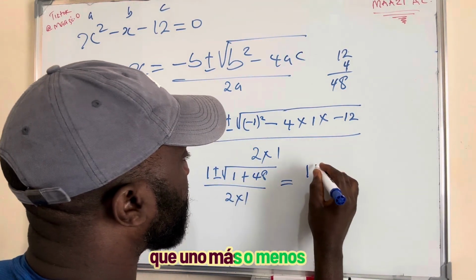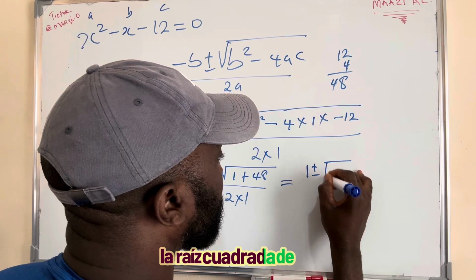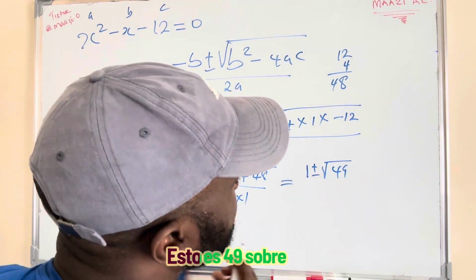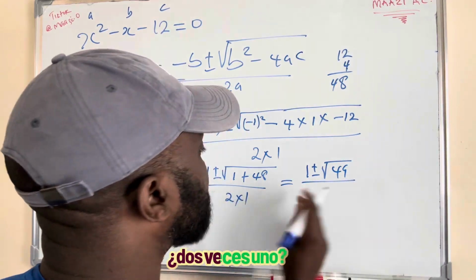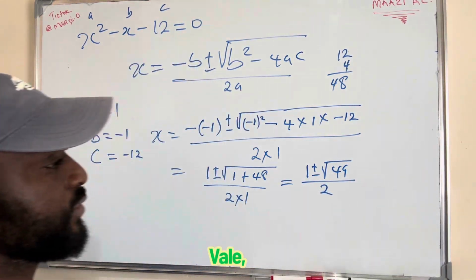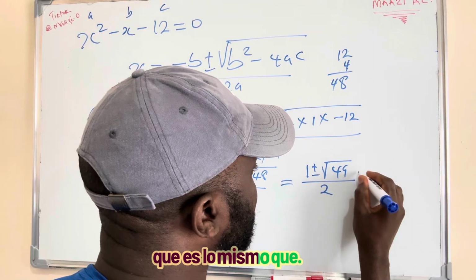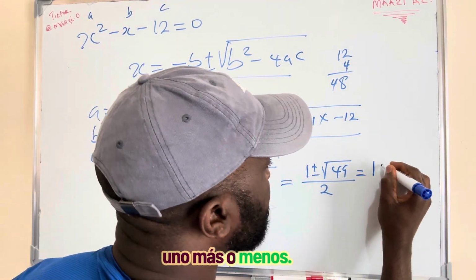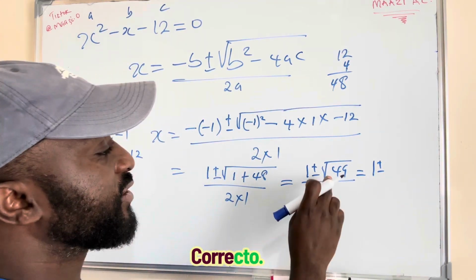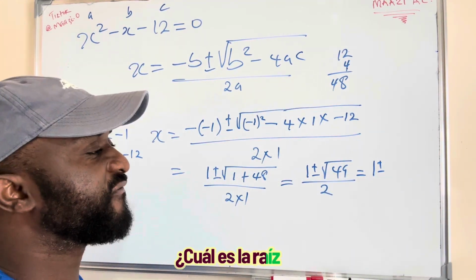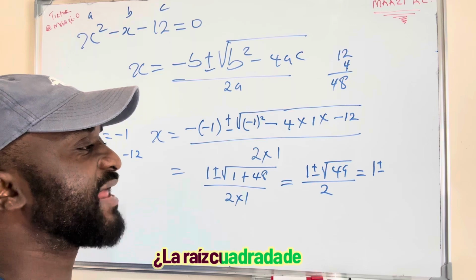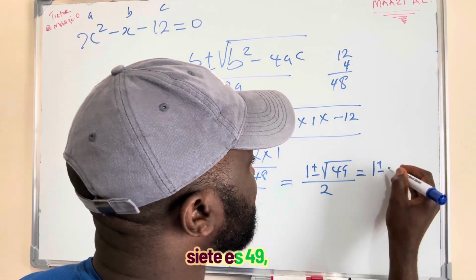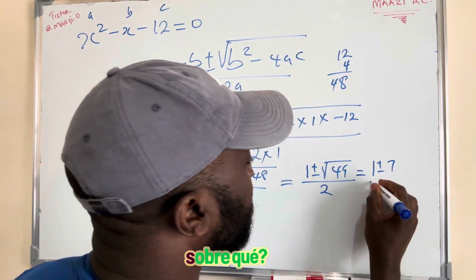So this is the same thing as 1 plus or minus the square root of 1 plus 48, which is 49, all over 2 times 1, which is 2. The square root of 49 is 7, because 7 times 7 is 49. So we have 1 plus or minus 7, all over 2.